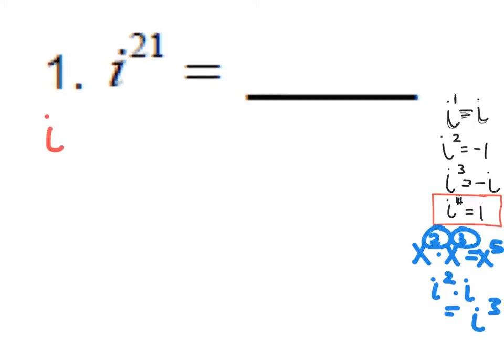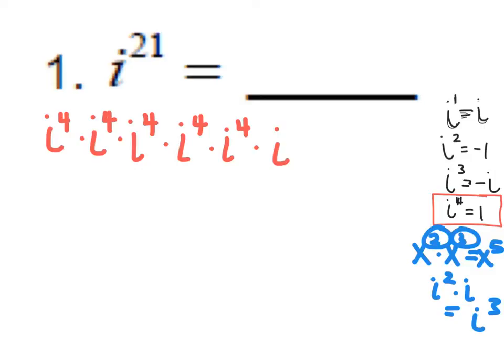So if I have i to the 4th times i to the 4th, that's i to the 8th, because I just add 4 plus 4. Let's add in another 4. That's 12. We got another 4. That's 16. Another 4. That's 20. Now there's not another 4. So there's 20, but I still have 1 left over because I want 21. So this is the long way to do this. I have i to the 4th times i to the 4th times i to the 4th times i to the 4th times i to the 4th times i.